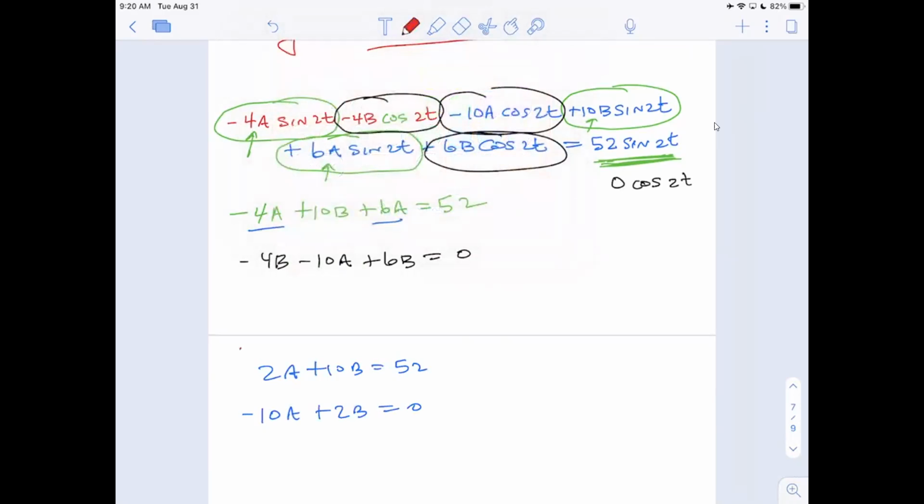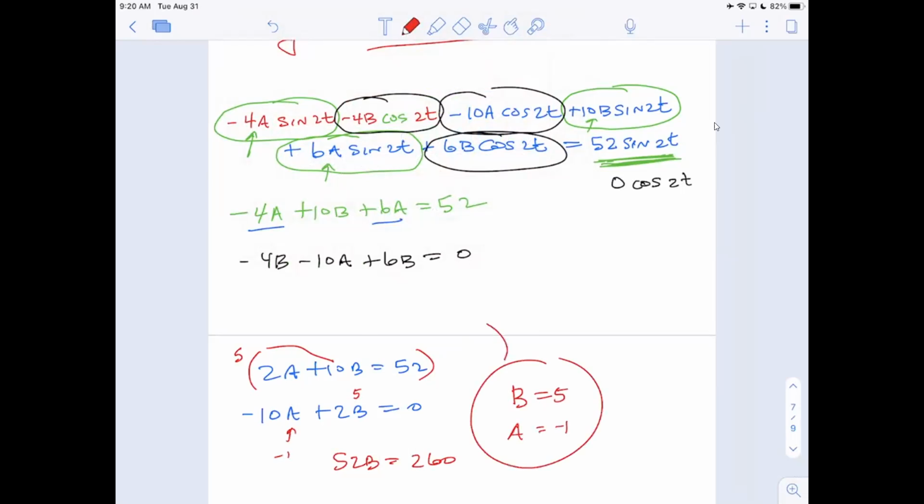So this seems easier to do in my head. If I multiply this one by 5, I'd have 10a, and 10a and negative 10a is gone. So that'd be 50b plus 2b, it'd be 52b. And then 5 times 52 is 260 plus nothing. So whatever 260 divided by 52 is, that's what I think my value is for b. Hey, it's 5. So b is 5. If I put b as 5 in here, that'd be 10. And if a was -1, that'd be -10. So I think a is -1, but I'm very much not sure until I go plug it back into this one.